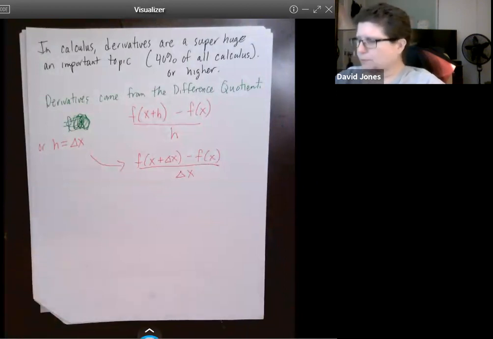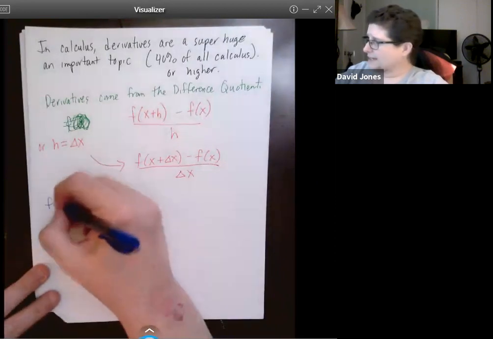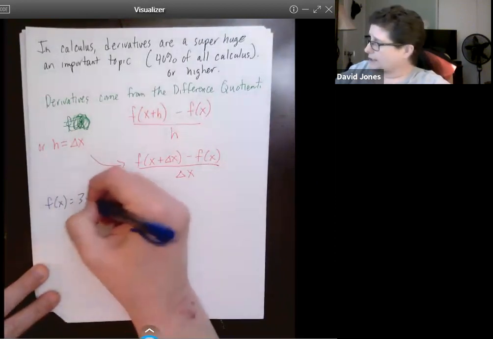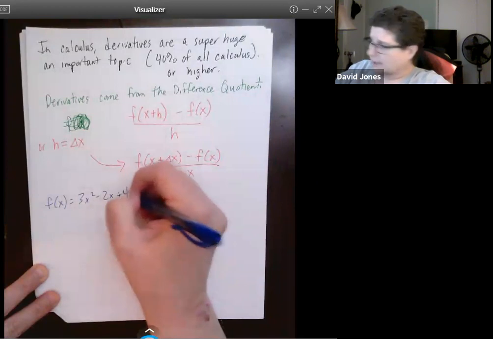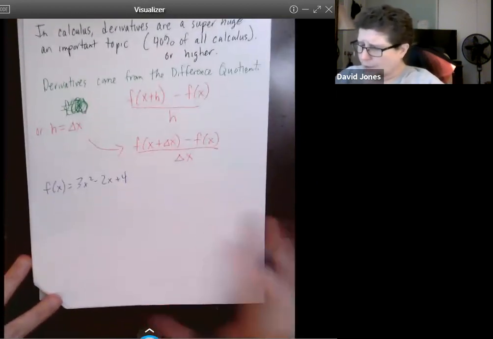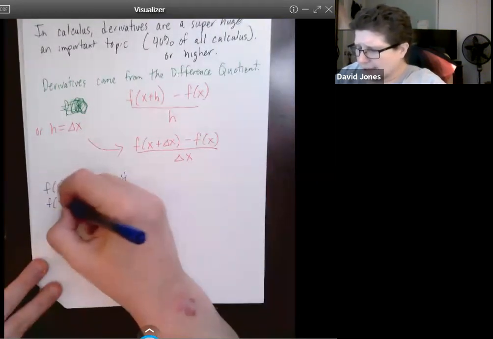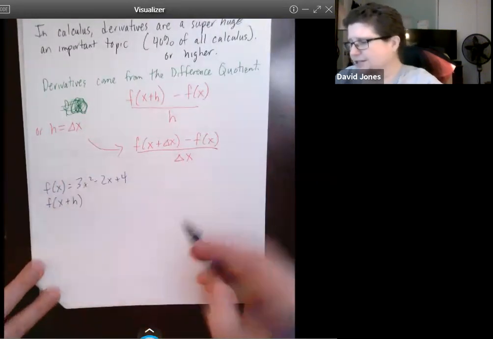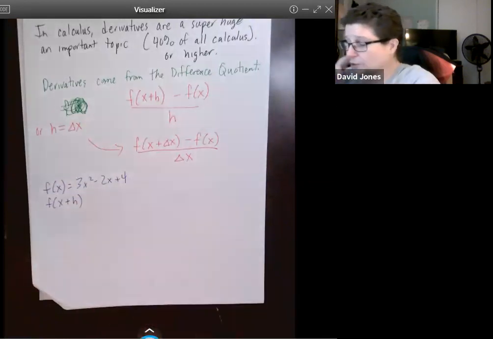So let's just look at a practice example. Let's say f of x equals 3x squared minus 2x plus 4. And let's find the difference quotient. We need to figure out what f of x plus h is. And I think using h is easier than using delta x, especially when you're working it out.